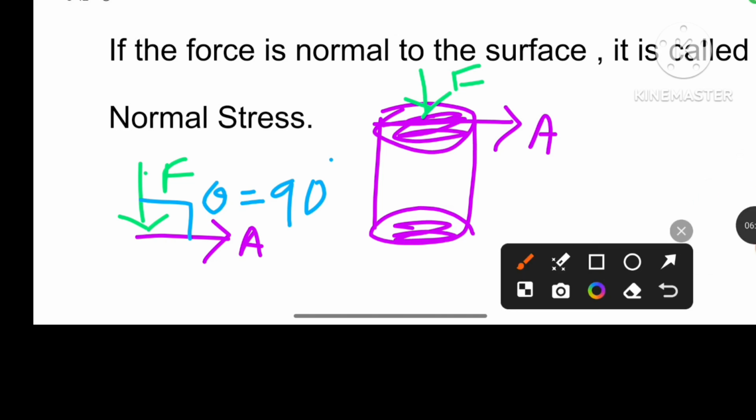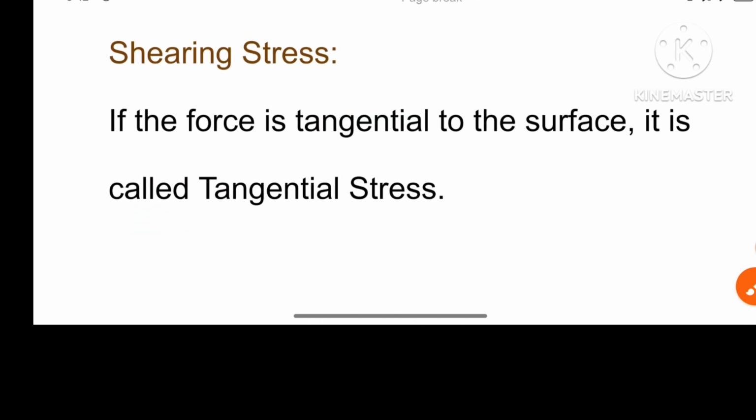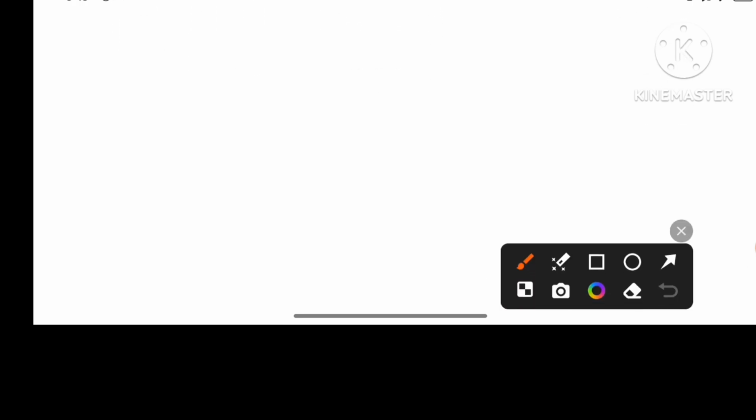Hence, if the force and the area of cross section make 90 degrees with each other, we call it a normal stress. Then the next one is longitudinal or shearing stress. If the force is tangential to the surface, it is called tangential stress.